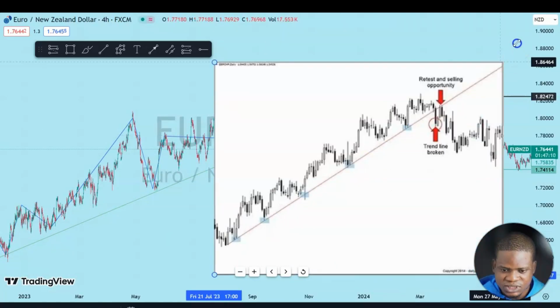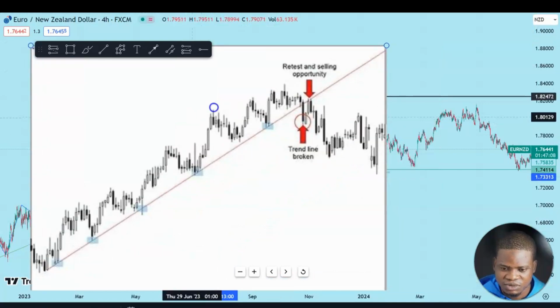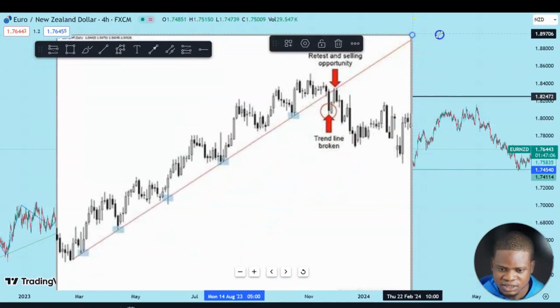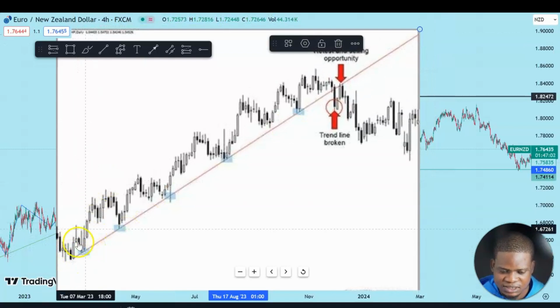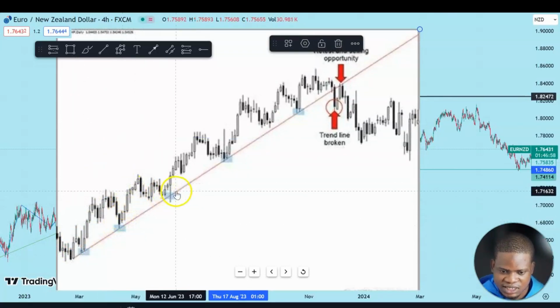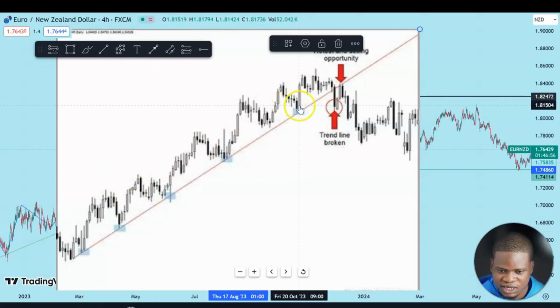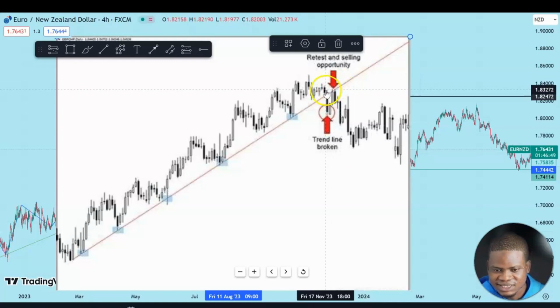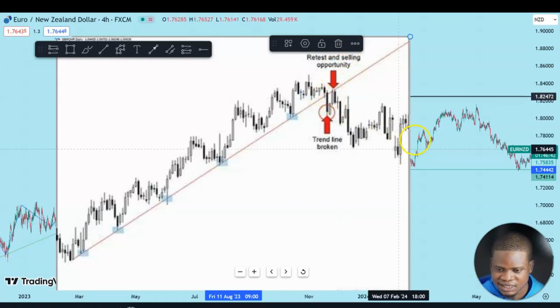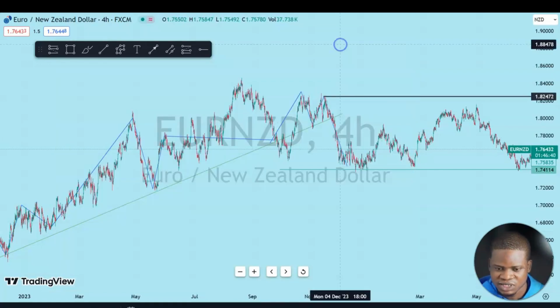So this image is an example of a trend line. You can see that whenever the market comes to this trend line, it retested here, again here, again here, again here, and at this point it is actually a retest opportunity, where the market might likely go up, but then it broke and started going down. So that is actually what a trend line is.